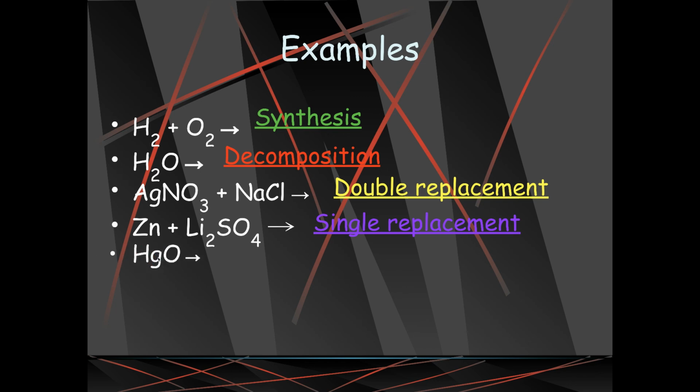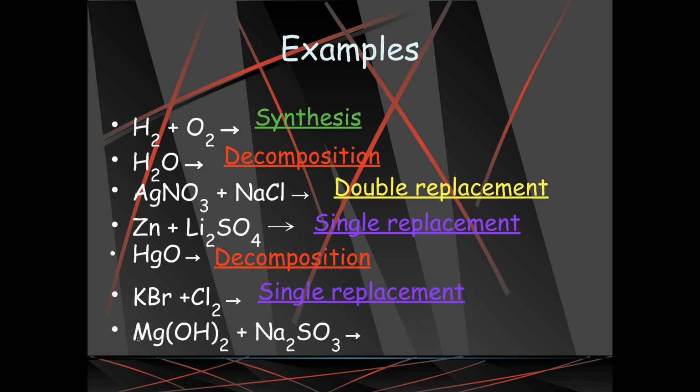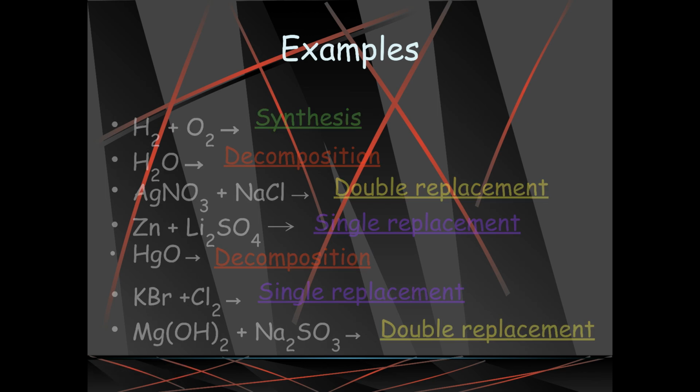This is a single compound that can only do one thing, and that's come apart. This is a single element, even though it's diatomic. It doesn't have to be the first thing. It can be the second substance, but it's still an element and a compound. This looks really complex. Cation, anion, double replacement.